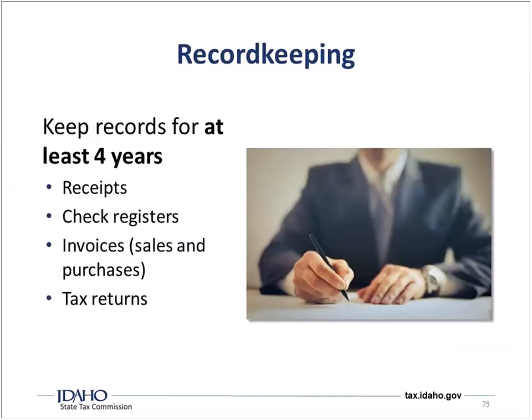Okay, record keeping. You want to keep your records for at least 4 years. Tax agencies like Idaho and the IRS can normally audit back 3 years from the current year. However, if you've been doing business without permits, and you know who you are, we can go back 7 years. So keep that in mind, and make sure you're keeping records. Okay? So things like your receipts, your check registers, invoices for sales and purchases, tax returns. Make sure you're keeping these for at least 4 years.